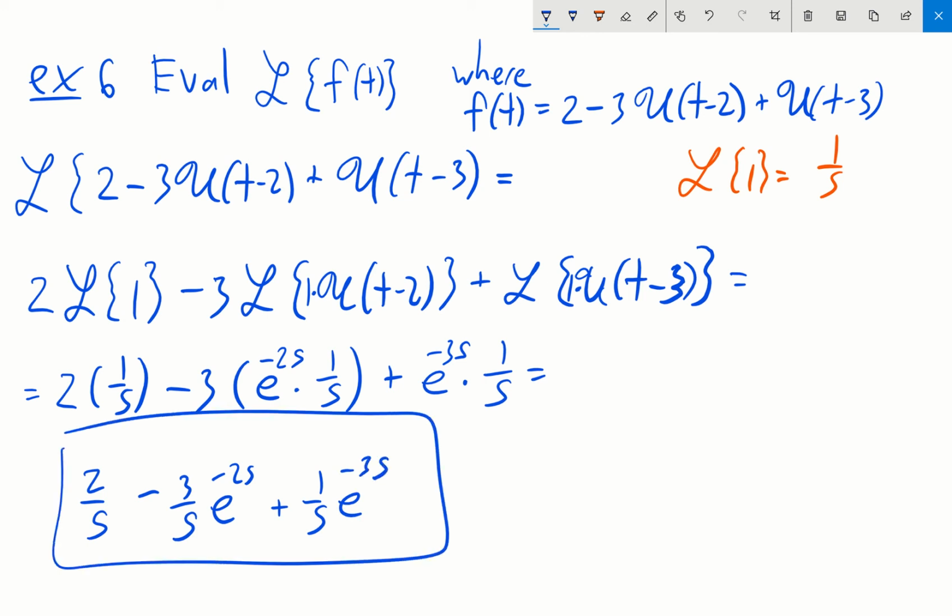So that would be our Laplace transform in example 6 of something that has a unit step function in it. Let's do a couple more of these. Let's get some more practice with these types. Let's take a look at example 7. We'll do a couple more.